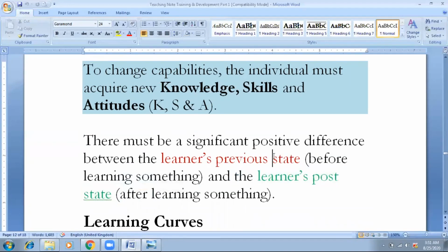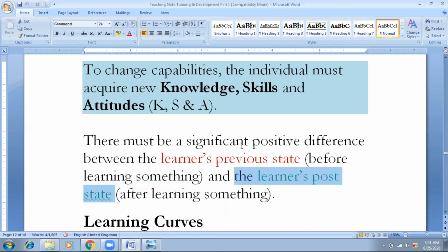Not the stage, state, tattve. That means the learner's previous state before learning, and the learner's post state after learning. So between these two states there must be a significant positive difference. Then we can justify, or we can call that a learning happened.